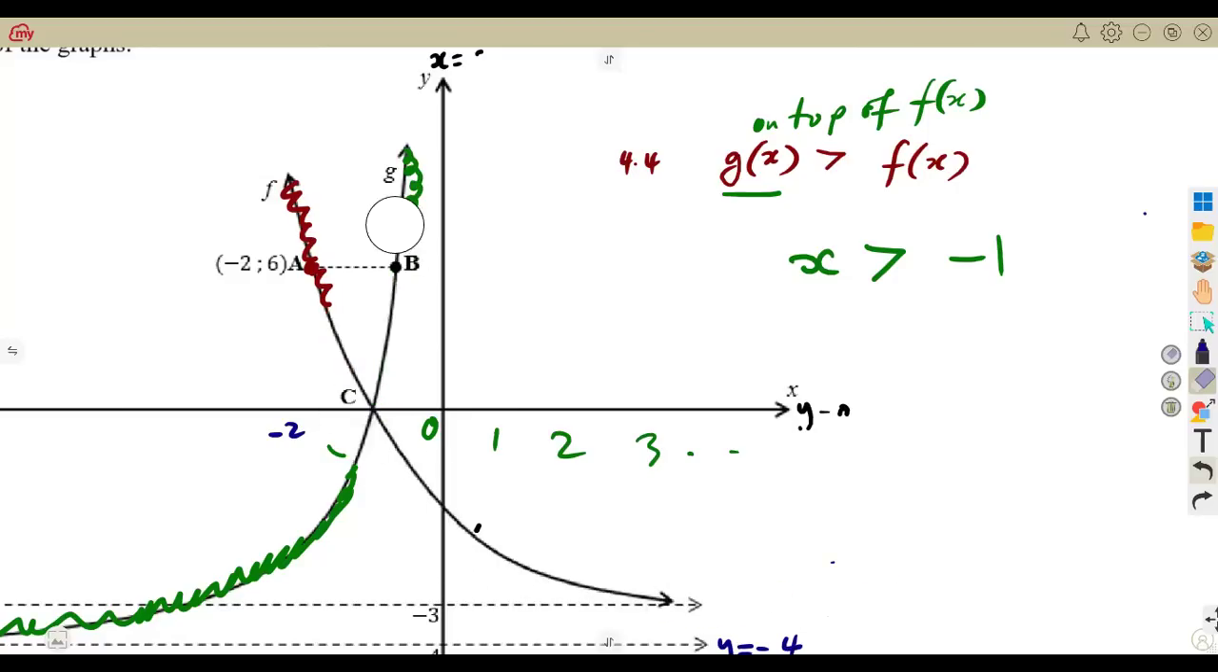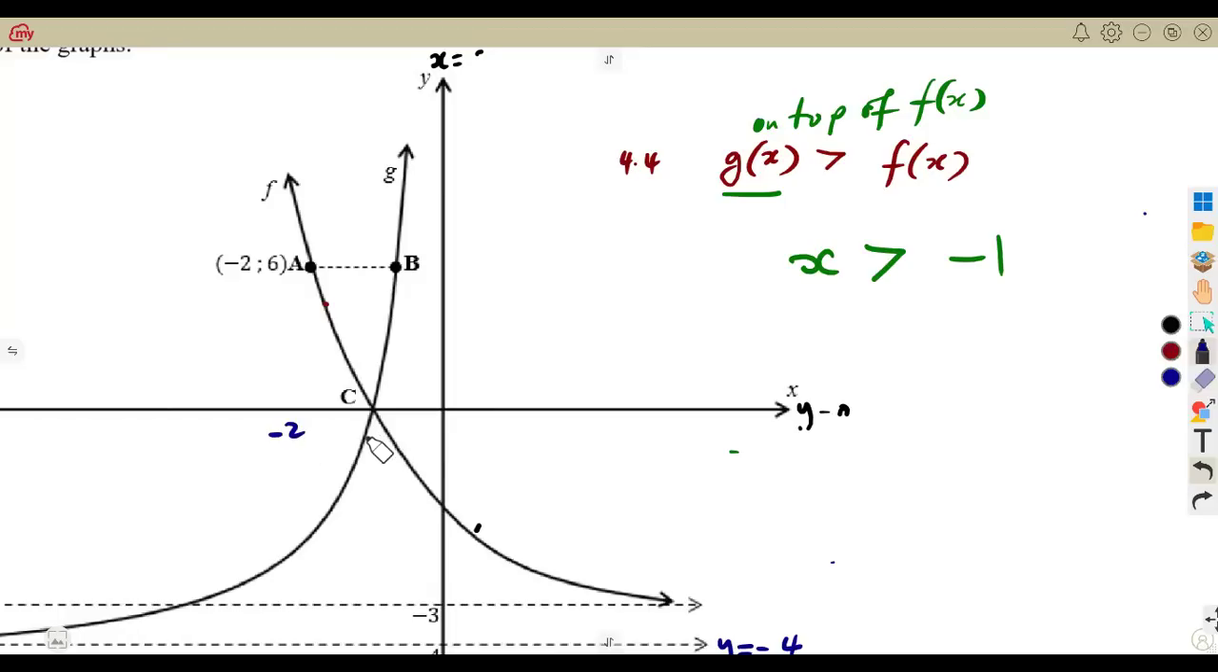Examine your graph, understand your graph, what is given on that graph. Understand the information that you're given on your graph, that in that way you can answer any question that you are being given there.